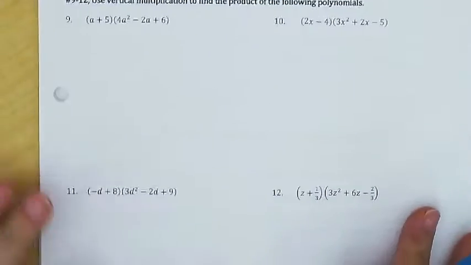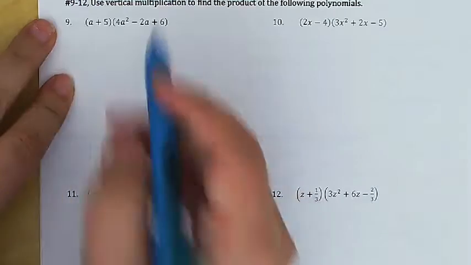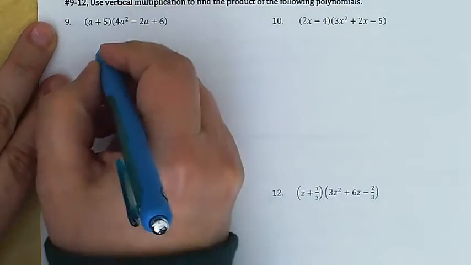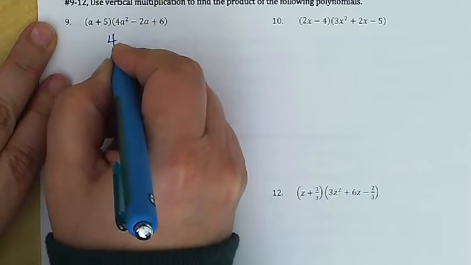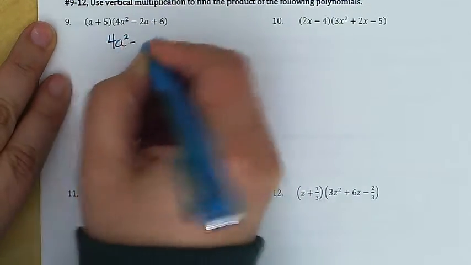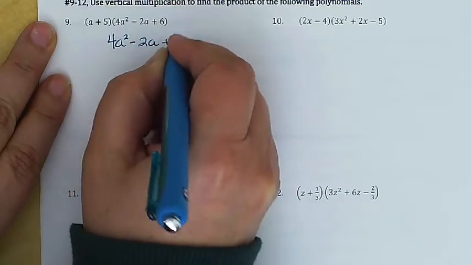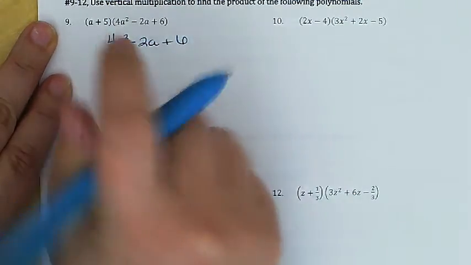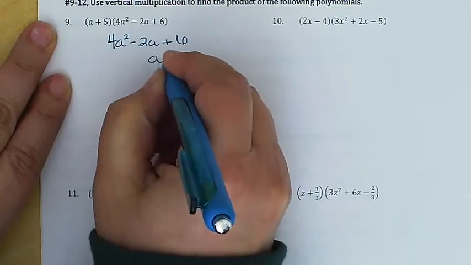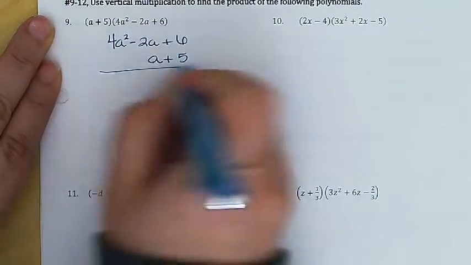And so typically we like to put the larger number on top, so we're going to do the same thing with our polynomial. I'm actually going to put that 4a to the 2nd minus 2a plus 6 on top, and then the a plus 5 that I want to multiply that by right underneath.